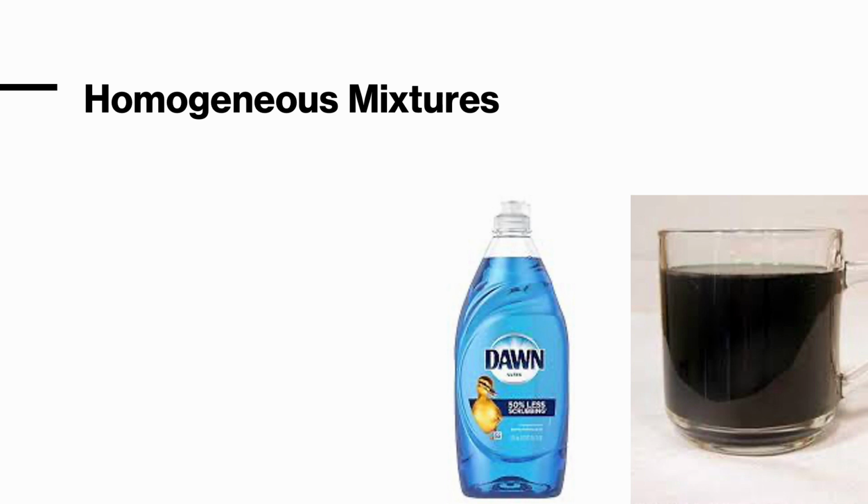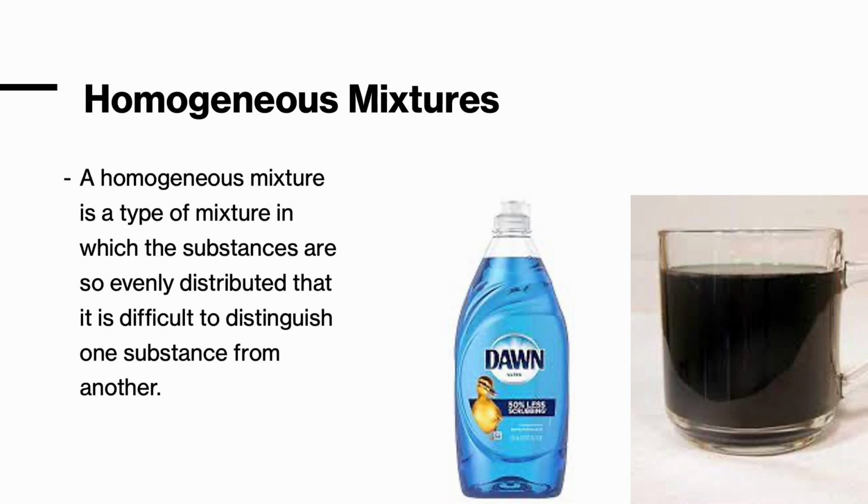And that is because both examples are substances that are the same throughout. These are said to be homogeneous mixtures. A homogeneous mixture is a type of mixture in which the substances are so evenly distributed that it is difficult to distinguish one substance from another.